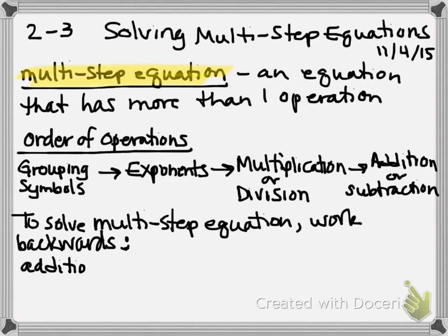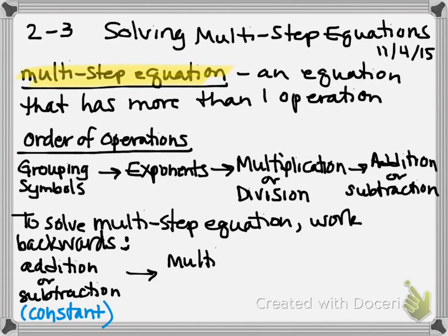Now this is in general, because I'm going to give you an exception to this rule as one of our examples. So this I'm going to write down here is the constant. This is going to be the number that stands alone. It doesn't have a variable attached to it. Then I would do the multiplication or division.